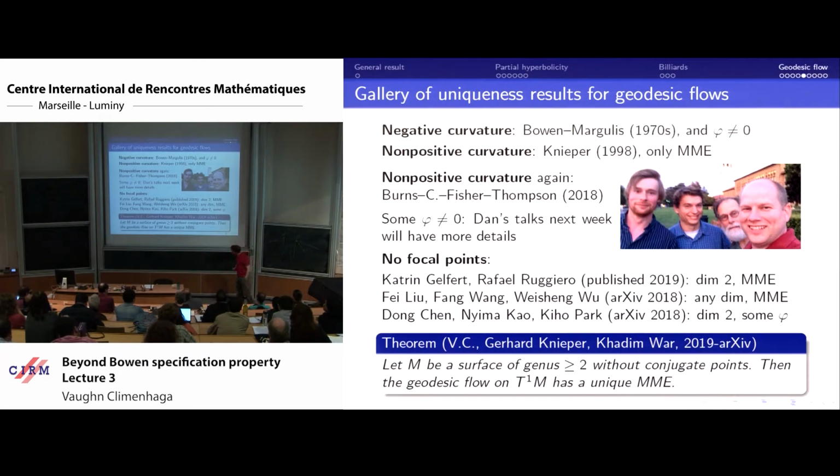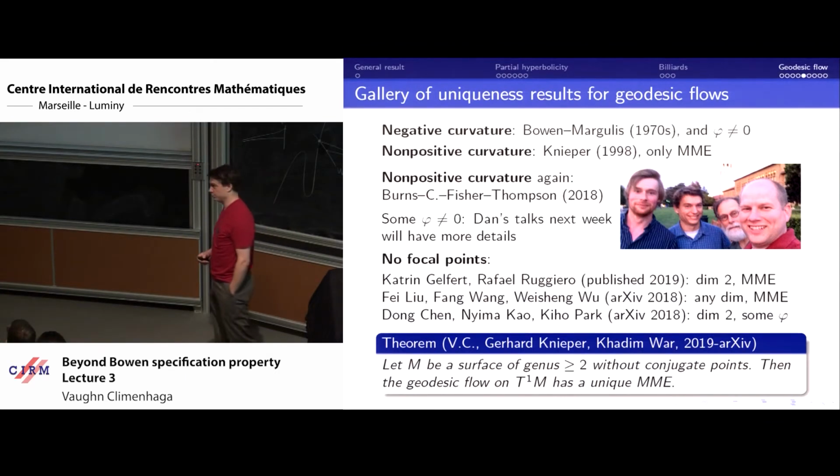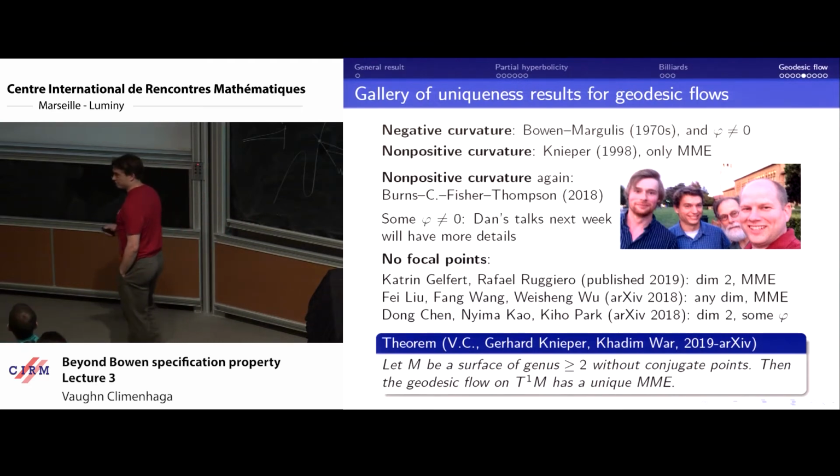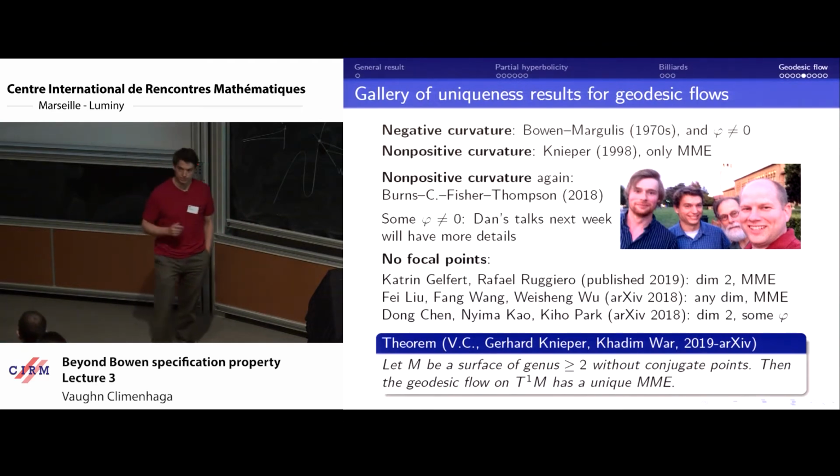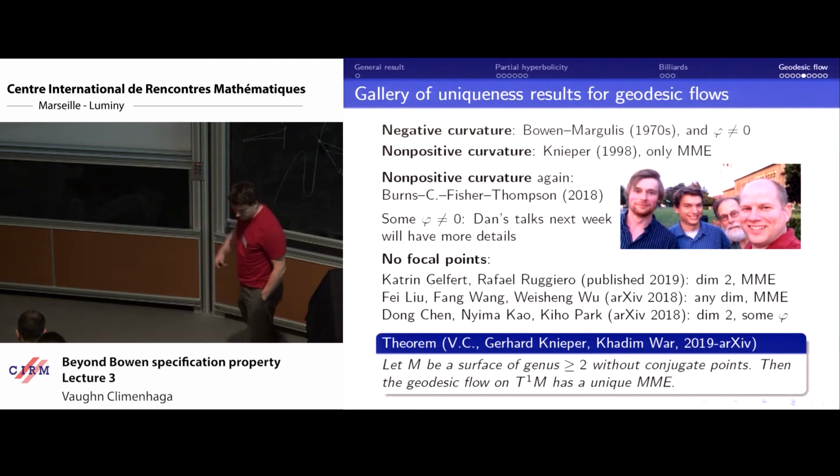And I want to mention what happens beyond non-positive curvature. So the next step was no focal points. And in no focal points, the first result that I'm aware of was a result by Katrin Gelfert and Rafael Ruggiero, which proved uniqueness of the measure of maximal entropy in dimension 2. And this used Bowen's techniques.